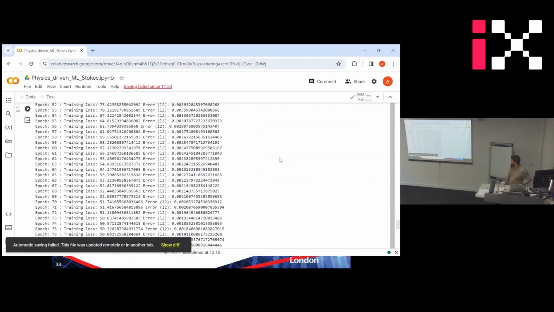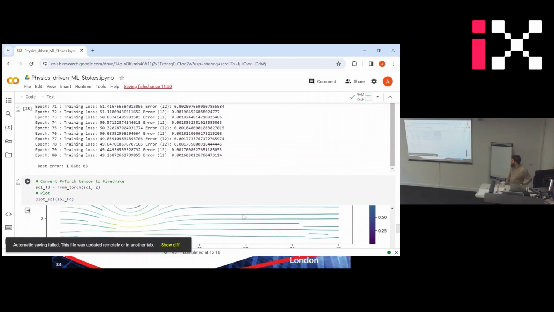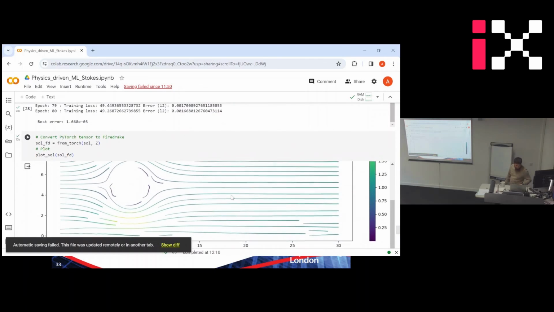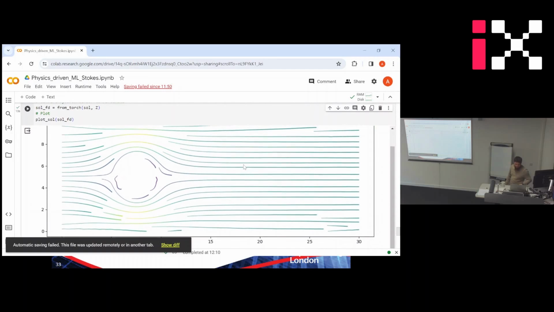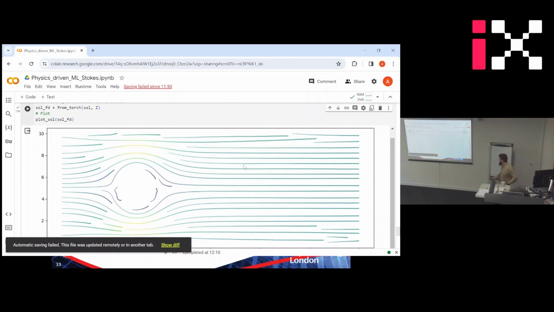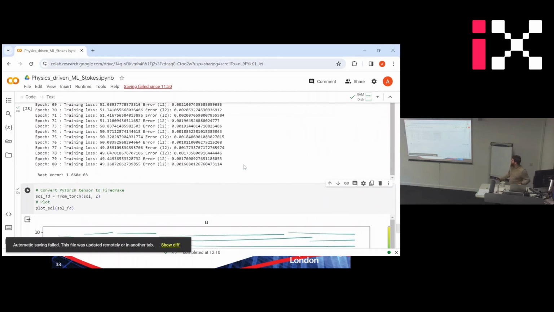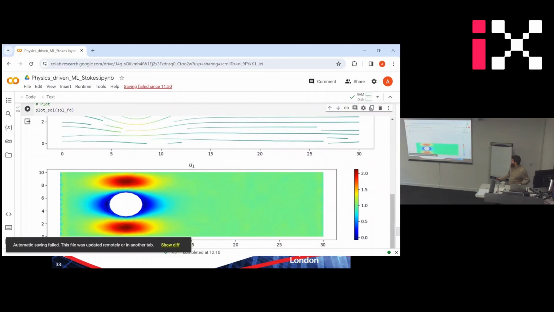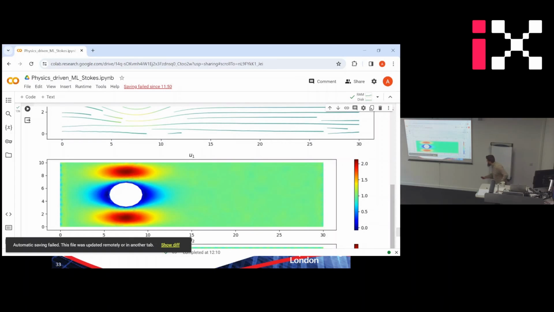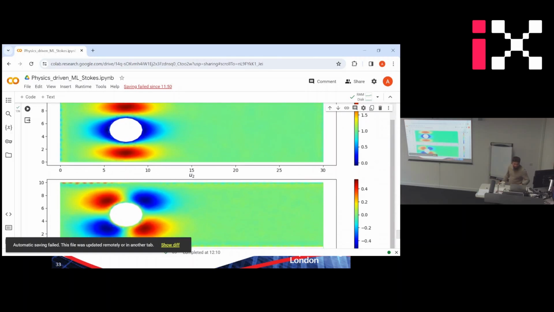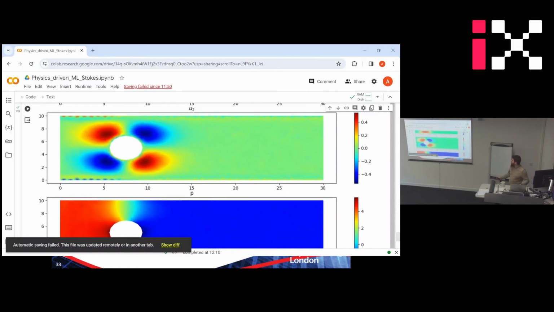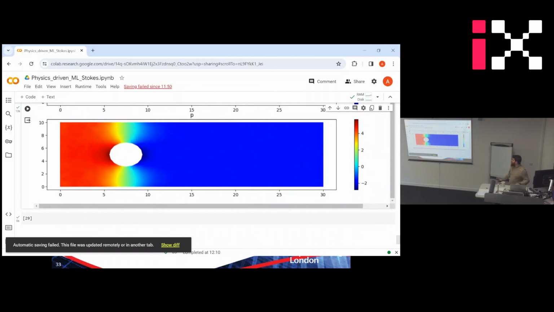All right, so we are done. Let's have a look at the solution. Okay, so it looks decent. It's not perfect, certainly not perfect. You can see this weird pattern. The error is 10 to the power minus 3. That's what we get. That's the solution. You can see there's some noise, strange things in the boundaries, but it looks very close to what we had in the beginning, and then that's the pressure.